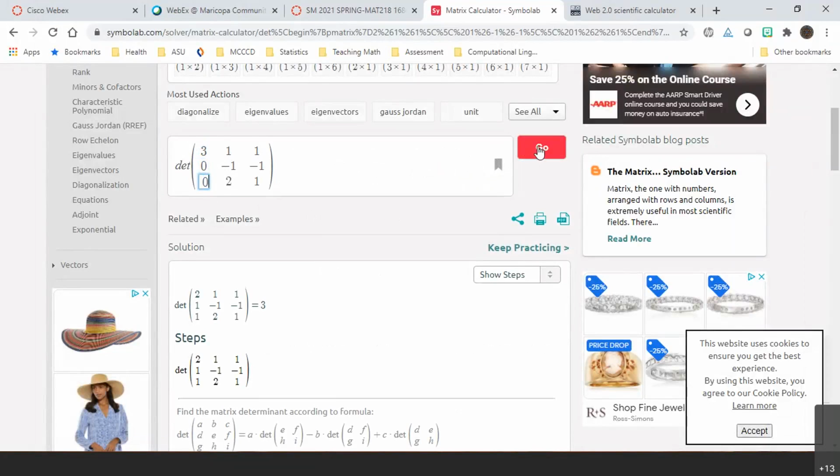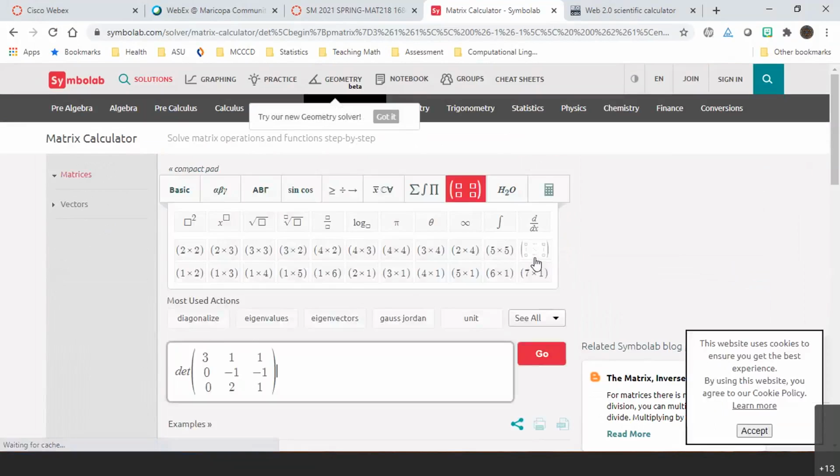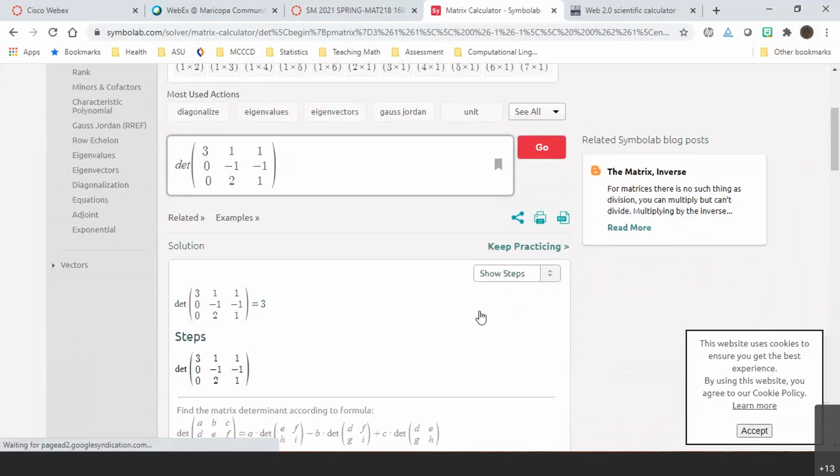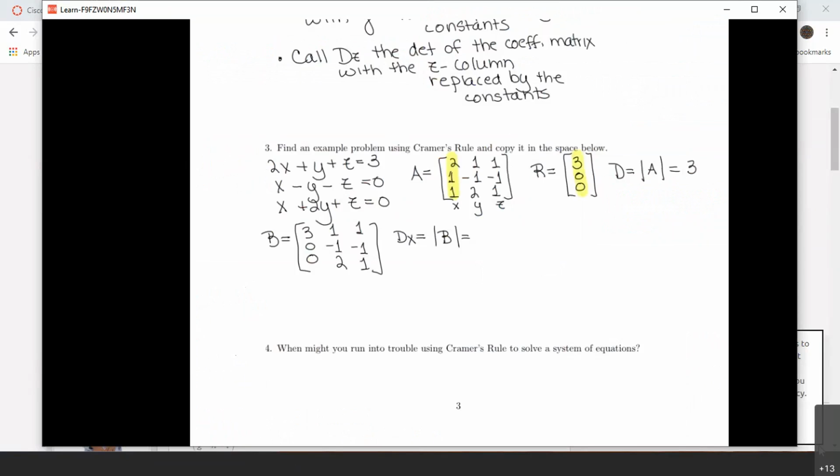Okay, and find the determinant of that. That's going to be D sub X. Okay, and you can see that also gave me a 3. Okay, everybody see D sub X here? Okay. So go back over here and that's 3.